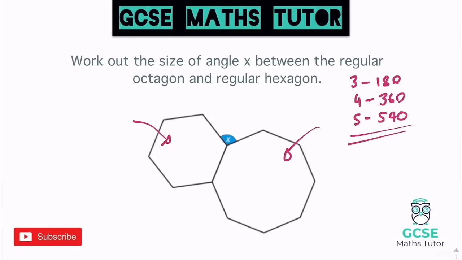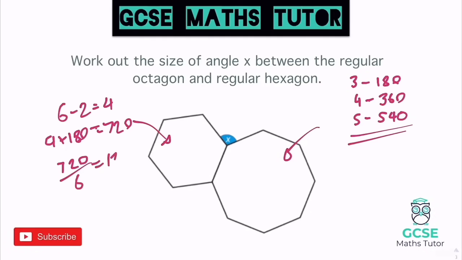So for 6 sides in a hexagon, we take away 2, so 6 take away 2, which is 4, and then 4 times 180 gives us the total amount of angles in a hexagon, which is 720. So all the angles inside a hexagon equal 720, and there are 6 equal angles in there. So if we divide that by 6, 720 divided by 6 gives us 120 degrees. So all of these angles in the hexagon are 120.